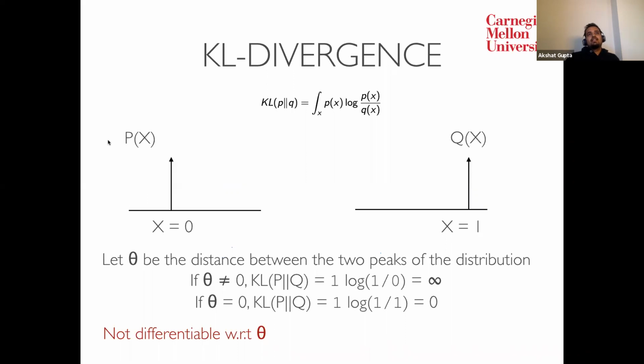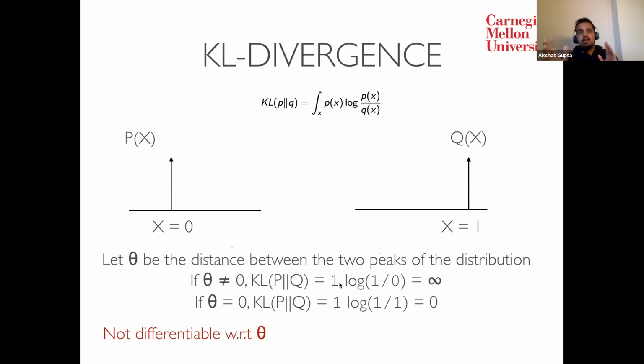So we'll try and calculate the KL divergence between two of the simplest probability distributions. The distributions are just two peaks, with P(x) having a peak at x equal to 0, and Q(x) having a peak at x equal to 1. We want to calculate the KL divergence between the two peaks. Let theta be the distance between the two peaks. Now, if theta is not equal to 0, regardless of how far apart these peaks are, the KL divergence between the two distributions will always be infinity.